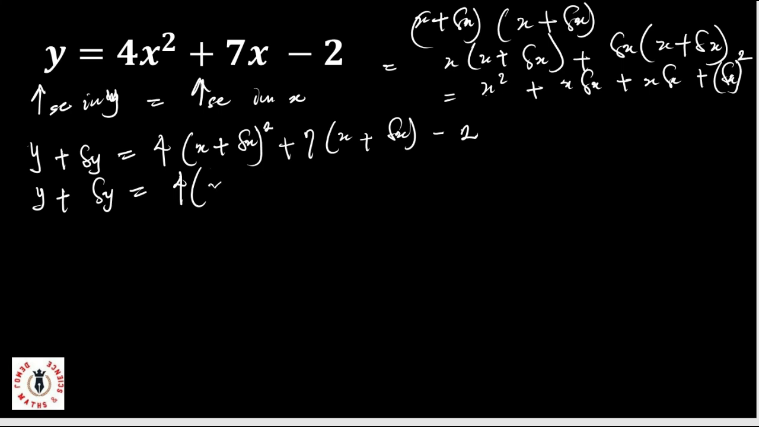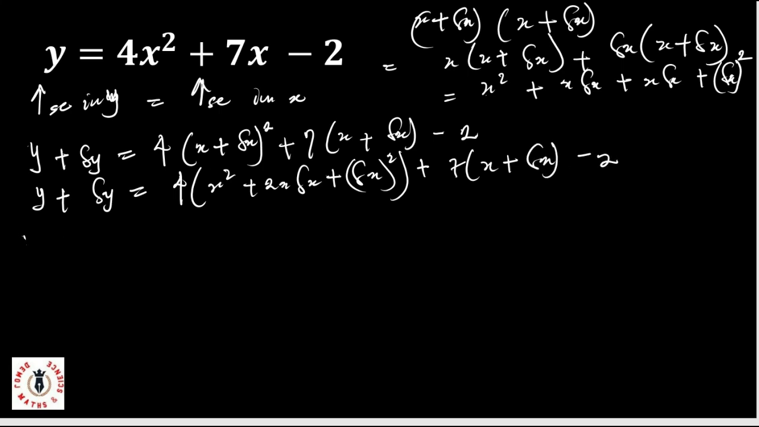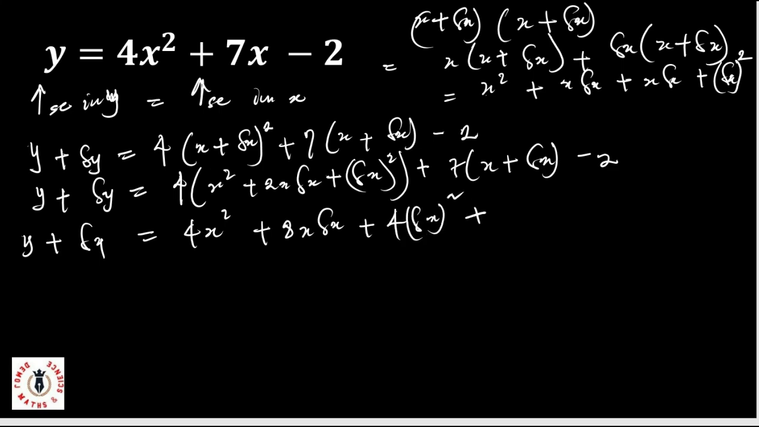We can now sum this up. This will be x squared plus 2x delta x plus delta x all squared. Now the bigger bracket, here will be 7 into x plus delta x minus 2. Let's open the bracket. So y plus change in y is the same thing as 4x squared plus 8x delta x plus 4 delta x all squared plus 7x plus 7 delta x minus 2. Let's call this equation 2, while this is obviously our equation 1.